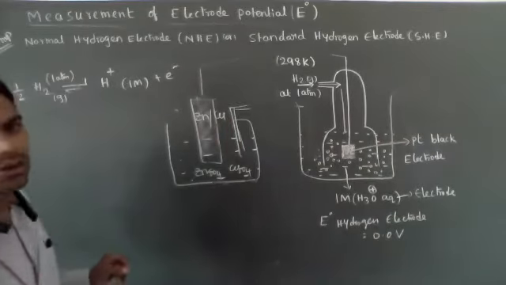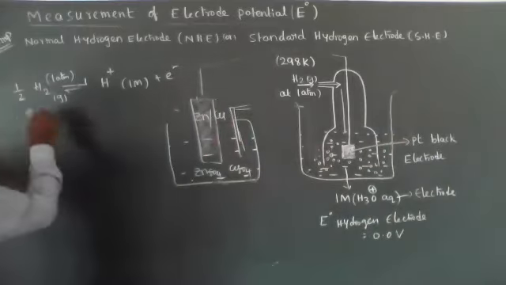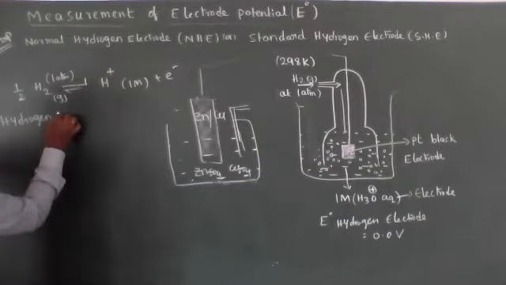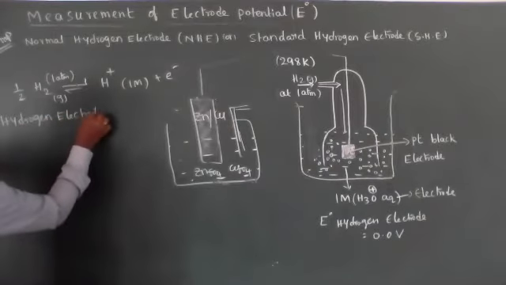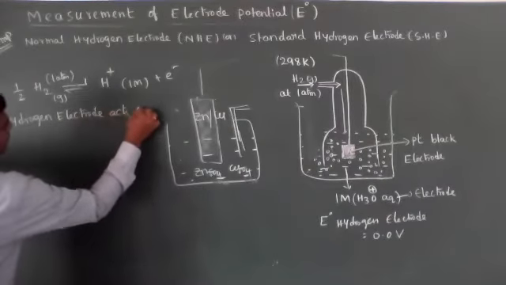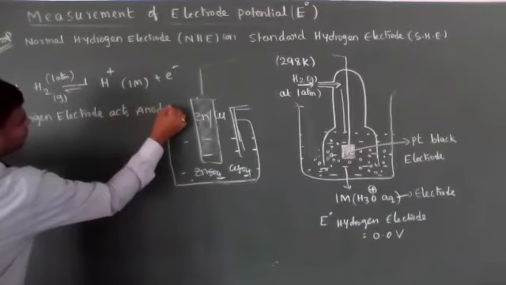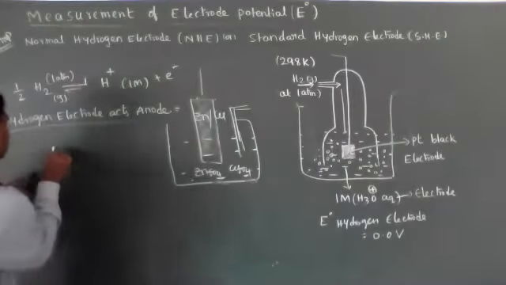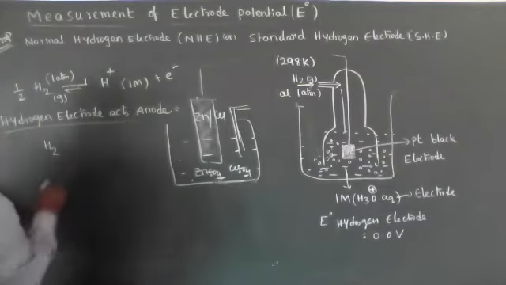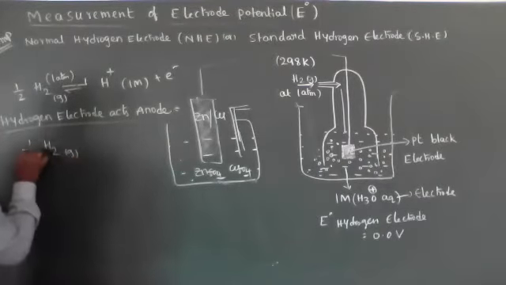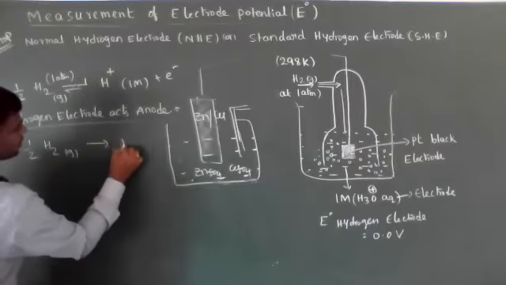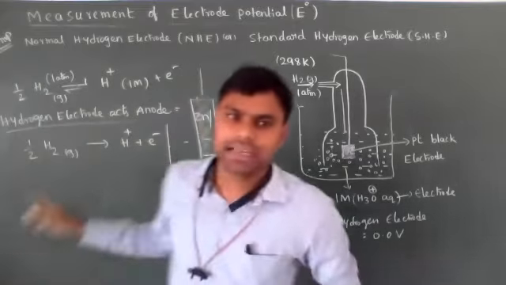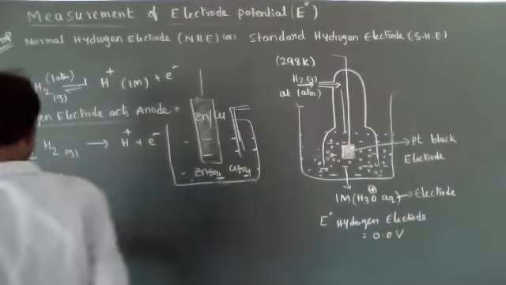Let's see, hydrogen electrode acts as an anode. If it acts as an anode, oxidation will take place. Oxidation reaction: H2 gas converts into H+ and produces 1 electron. This is the equation.